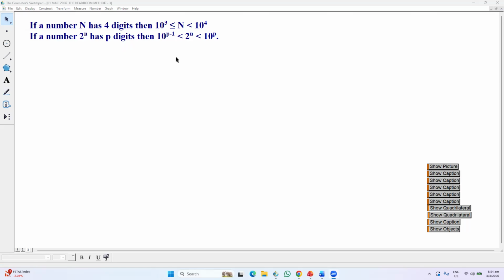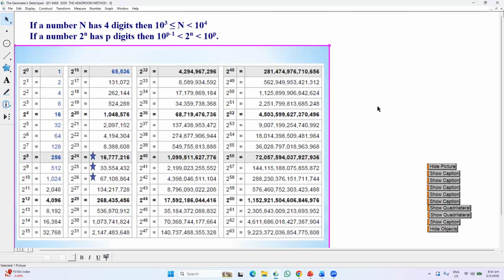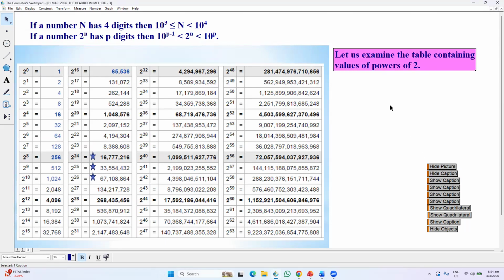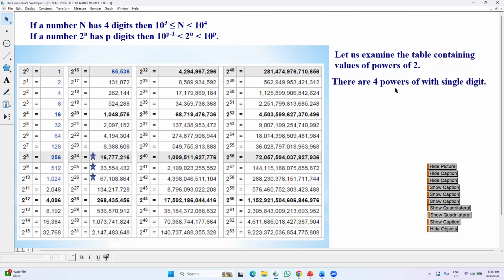Now for the second piece of information, we examine this table. The table contains the values of powers of 2, from 2^0 until 2^63. There are 4 powers with a single digit, that is 1, 2, 4, and 8. Single digit, 4 powers of 2: 2^0, 2^1, 2^2, 2^3.